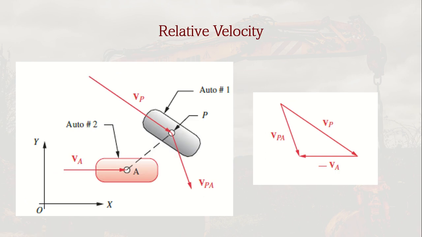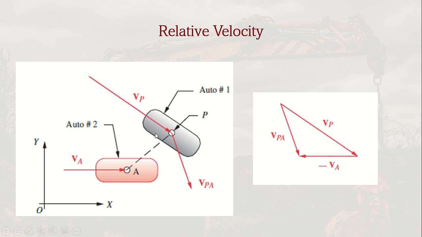Relative velocity, on the other hand, is used when referring to points on different bodies. So we have here link A and link B. This link here, link A, has a velocity of A moving in the horizontal direction. And then we have here another link with point P. The velocity of P is moving in the direction denoted by this arrow here.